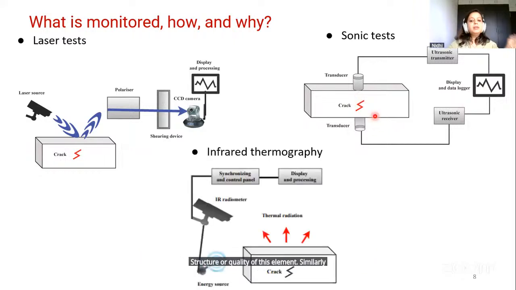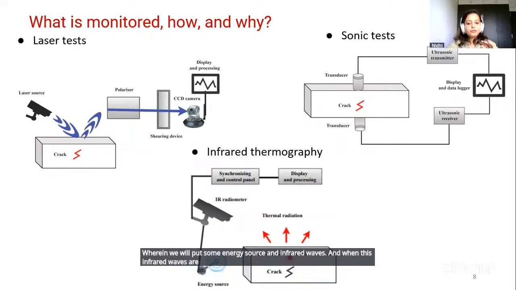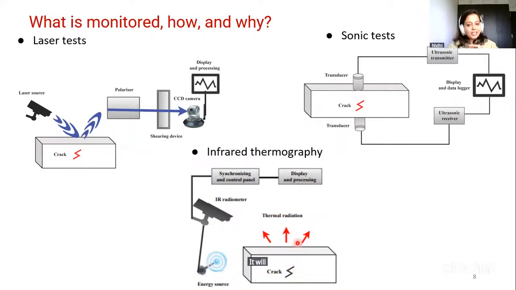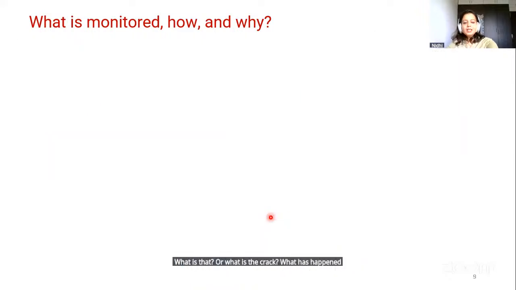Similarly, another method is infrared thermography, wherein we apply some energy source and infrared waves. When these infrared waves hit the surface, it will emit some thermal radiation. Based on that, we can find out what the crack is, or what has happened to the structure.